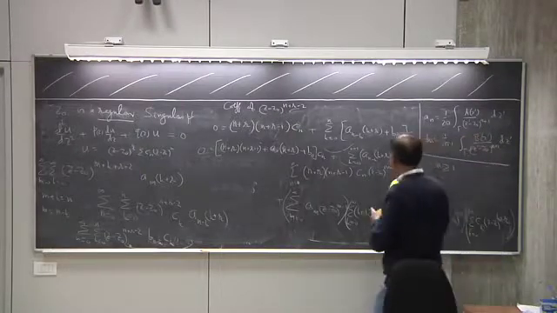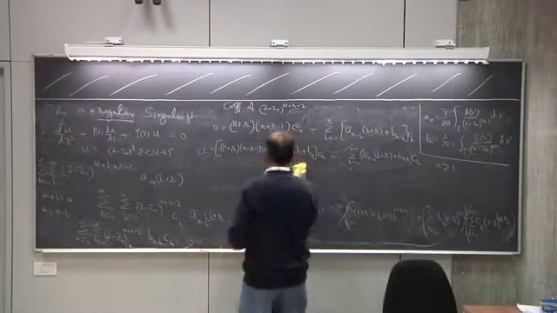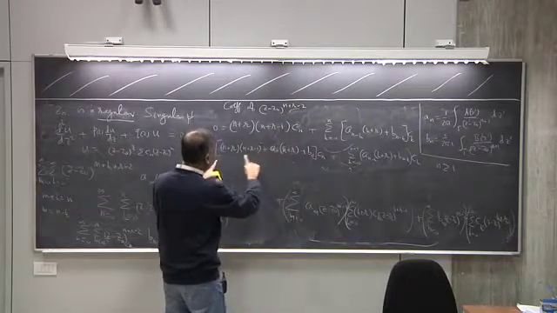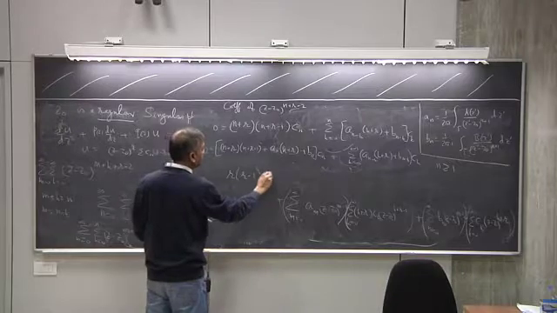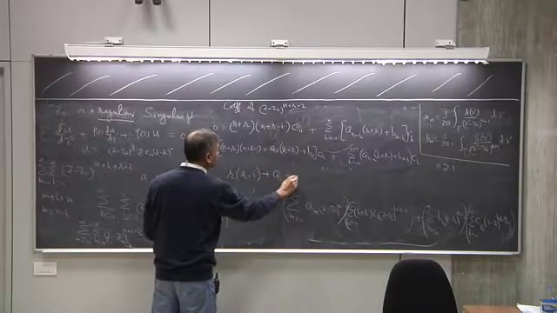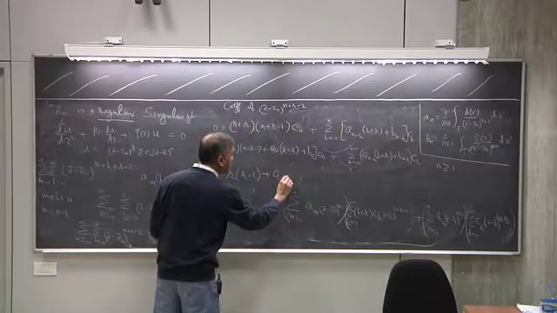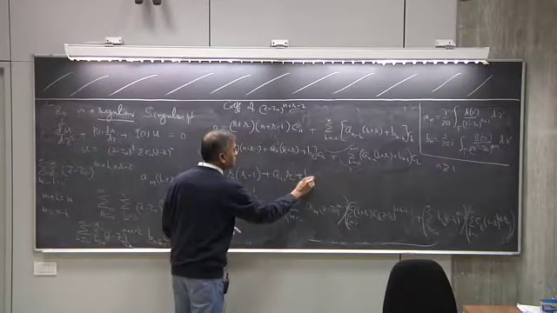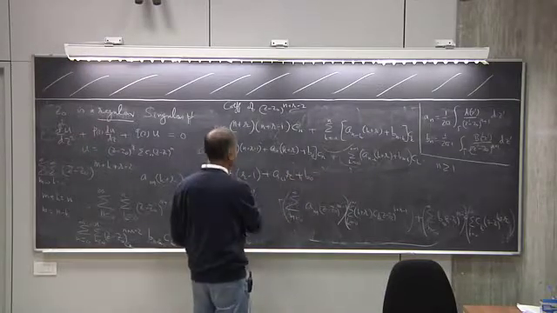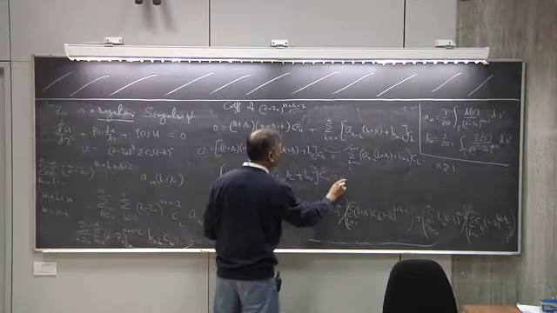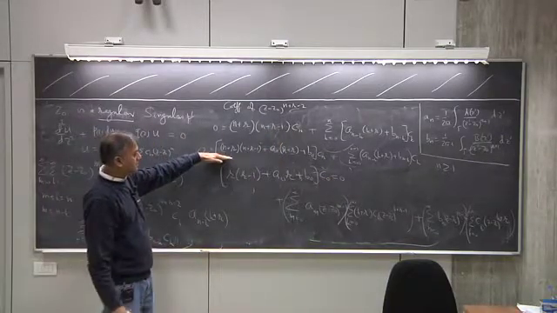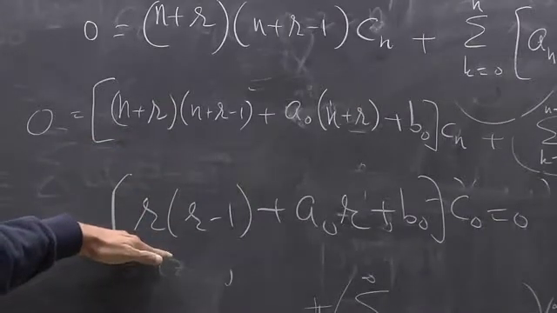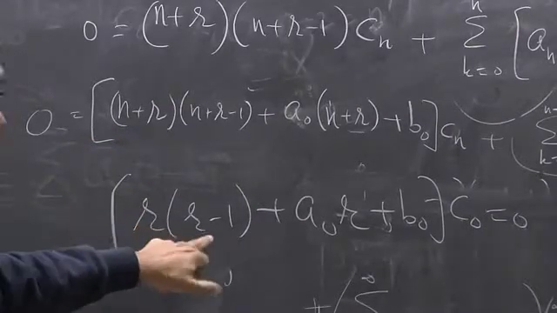But look at the n equal to 0 term of the equation. For n equal to 0, it simply becomes r times r minus 1 plus a0 r plus b0, times c0, equal to 0. So this equation is for n greater than or equal to 1, and for n equal to 0, the equation is this. Now this is the most important equation.